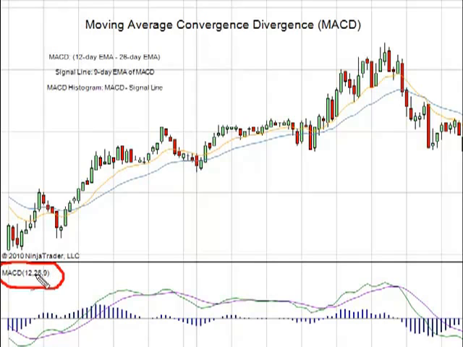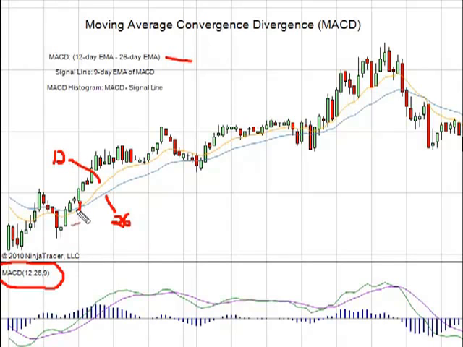So let's first start off with the MACD itself. The MACD, again, is the difference between the 12-day and the 26-day exponential moving average as shown here. So at the bottom we see the green line shown here, and that's calculated by looking at the difference between this line and this orange line. The blue line is the 26, and the orange line is the 12.